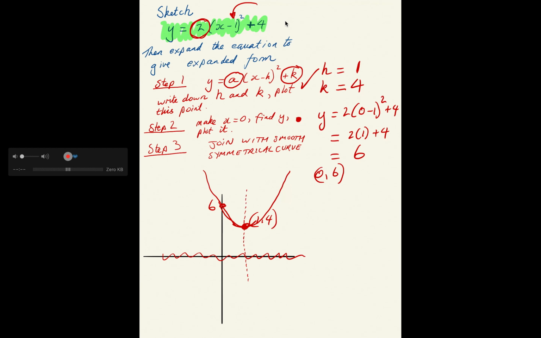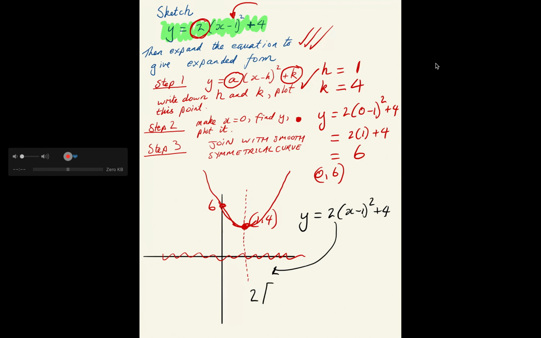The final thing we're going to try and do here now is actually given by this. We're going to expand it to play around with the algebra. Okay, so this is just a bit of tasty algebra to get involved with, and we are going to go back to the original equation, y equals 2 times (x minus 1) squared plus 4. Okay, I'm just going to bring it down here.